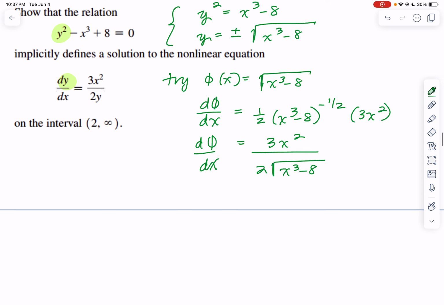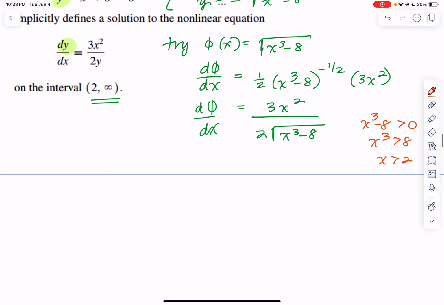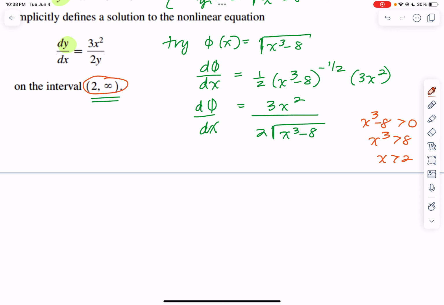Okay, and so here you can see that our interval here, 2 to infinity, of course we want x cubed minus 8 to be greater than 0. x cubed is greater than 8, so x must be greater than 2. And so that's where we have this interval from 2 to infinity.